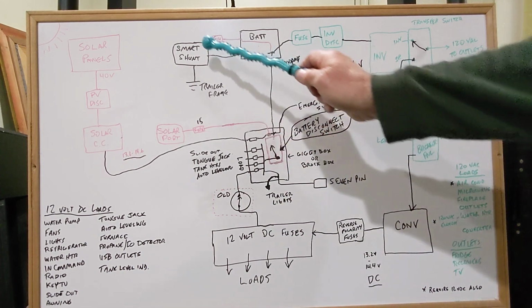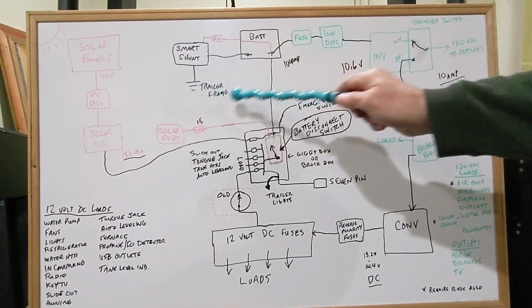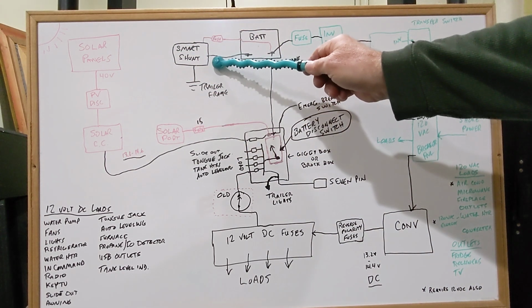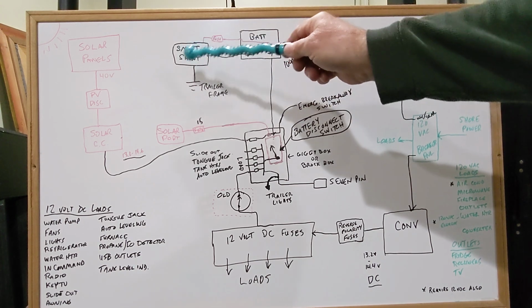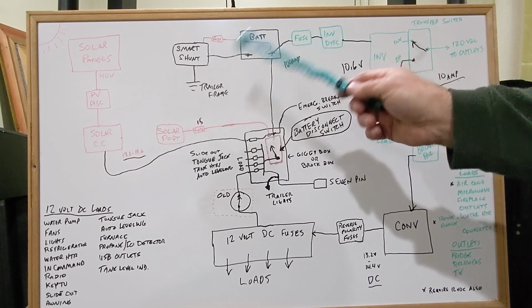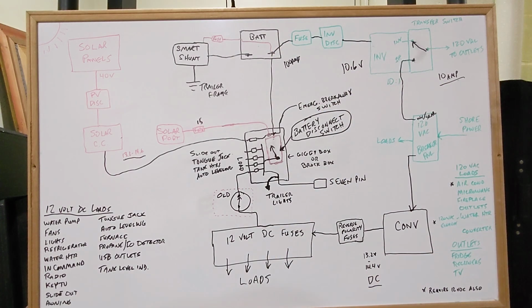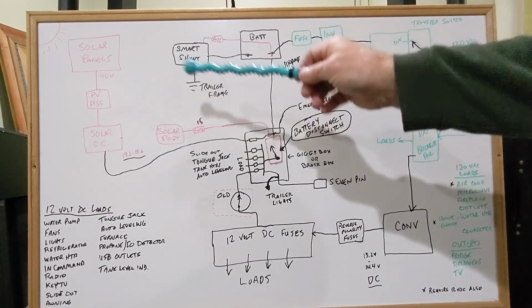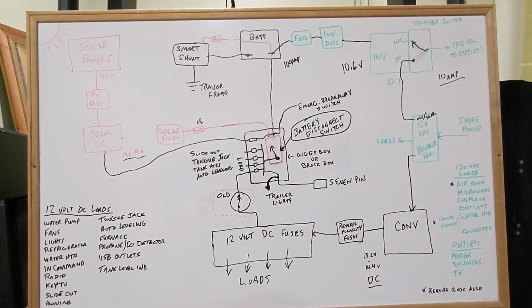So that's the smart shunt, a battery monitor. That's all it does. It doesn't do anything to the solar. It doesn't control anything either. So it's just a monitoring device. It's just sitting there passively monitoring what's going in and out of the battery. Doesn't have any control functions. It doesn't do anything else. It just sits there and watches the battery.